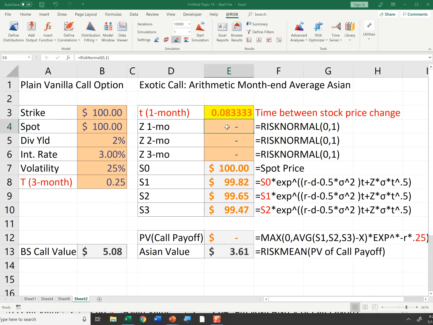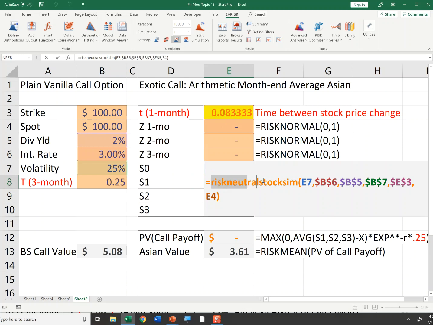So to the spreadsheet. There is my 1 month, 1/12. There's my random Z, second random Z, third random Z. A common mistake is to only have 1 random Z for each month. That would mean that 1 shock happens identically in all 3 months. No, this is 3 independent random shocks for months 1, 2, and 3. The current stock price is $100. And then I put in my risk-neutral stock simulation formula from an earlier section of this topic, in which it's 1 month later and the stock price starts at $100. This is my random stock price at the end of month 1.